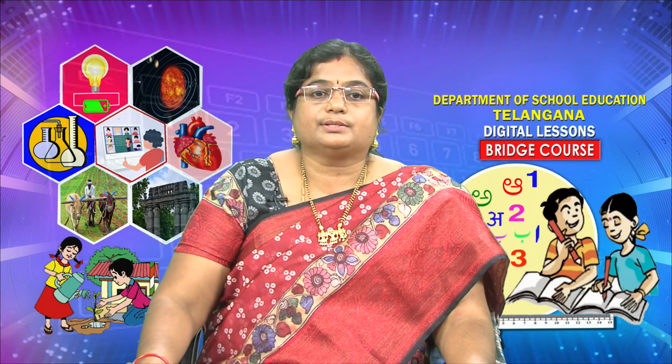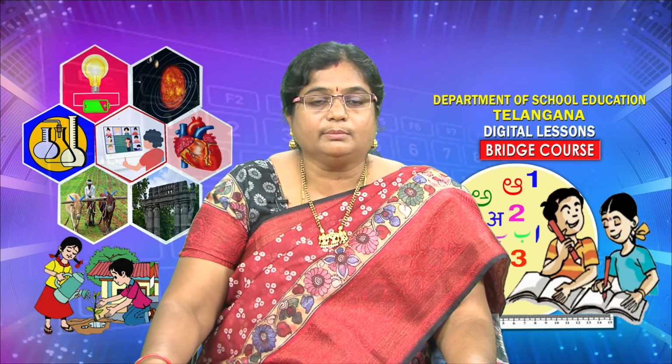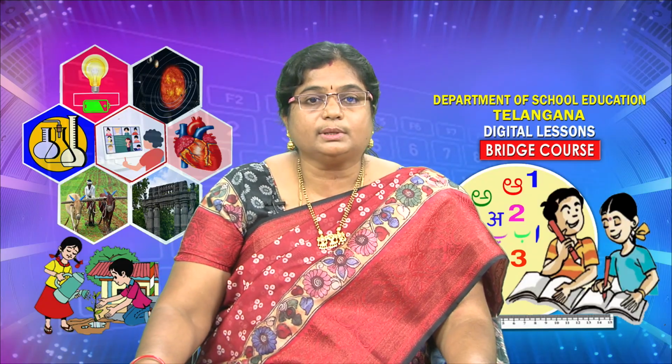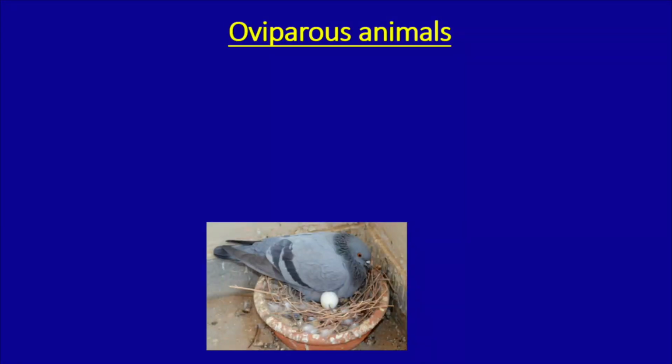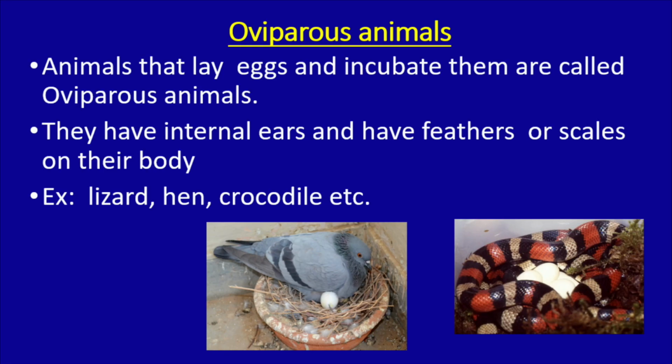Adding to these characteristics, the animals are divided into oviparous and viviparous animals. Shall we see what the oviparous animals are? What do you see in the picture? A pigeon with eggs. A snake laid eggs. So, oviparous animals are the animals that lay eggs and incubate them. So, they have internal ears and have feathers or scales on their body. So, can you give some more examples for that? Lizard, hen, crocodile.